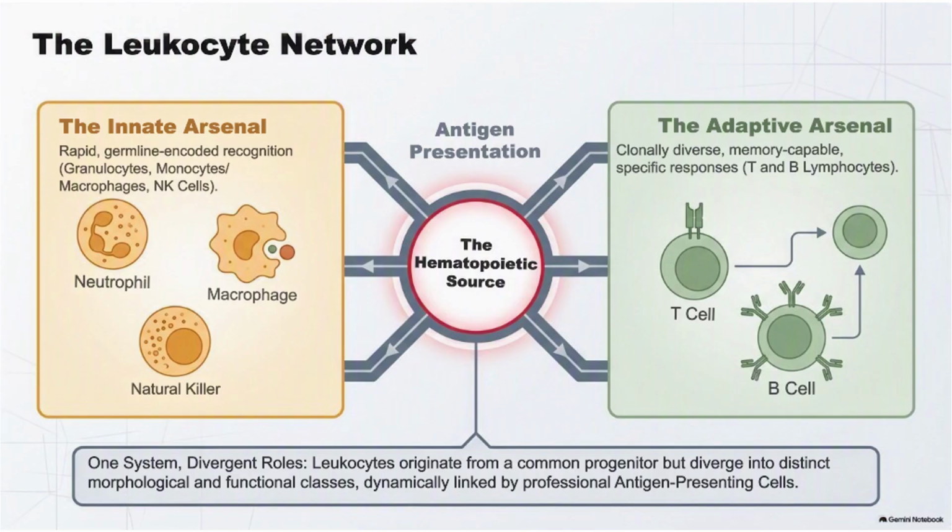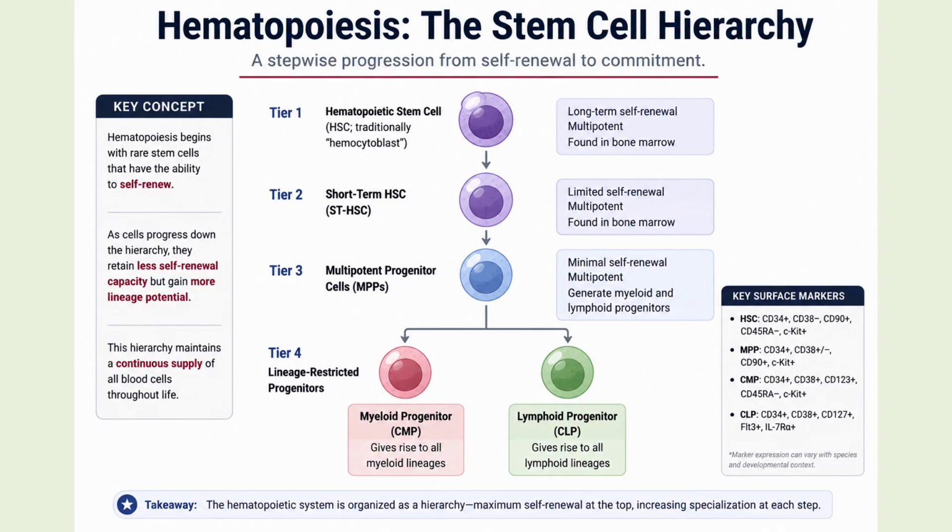So let's rewind the story. Before there was a neutrophil, before there was a macrophage, and before there was a B cell or a T cell, there was a stem cell in the bone marrow. Every leukocyte we're going to discuss begins with hematopoiesis, which simply means the formation of blood cells. And at the top of this hierarchy is the hematopoietic stem cell, or HSC.